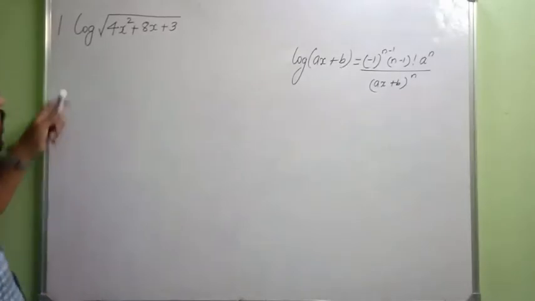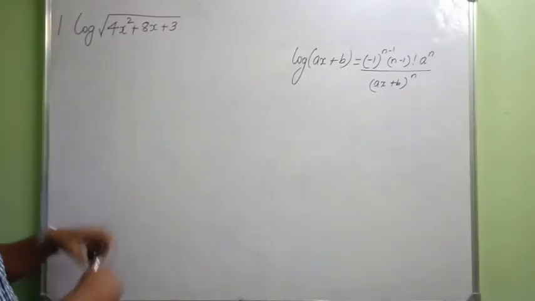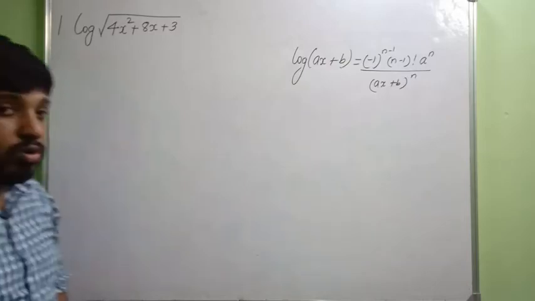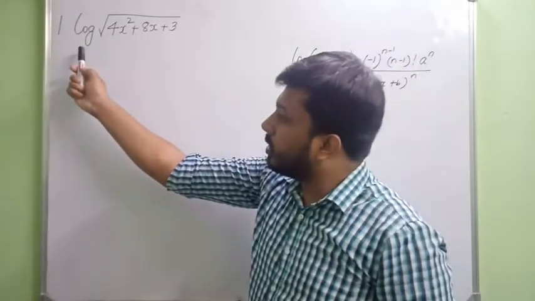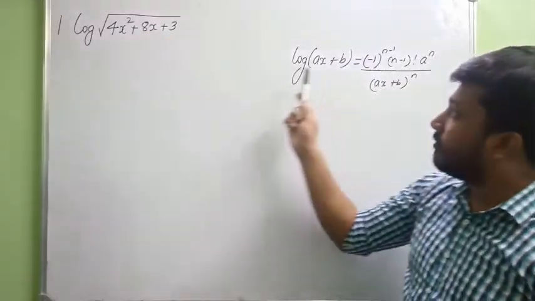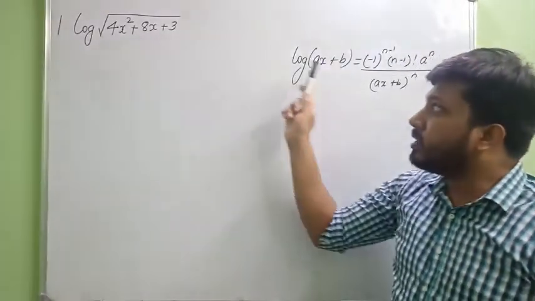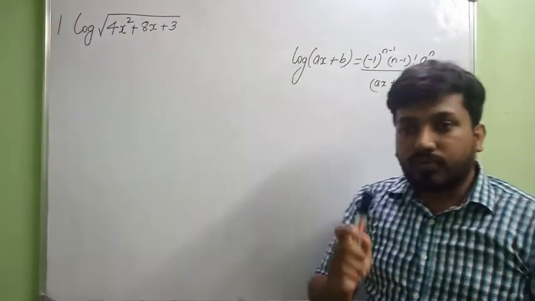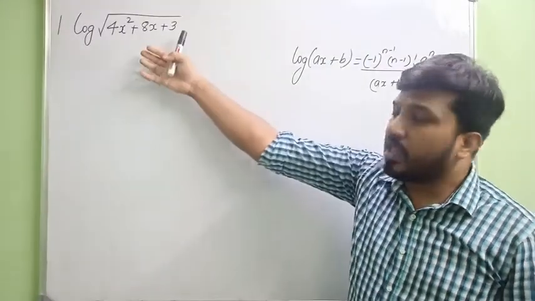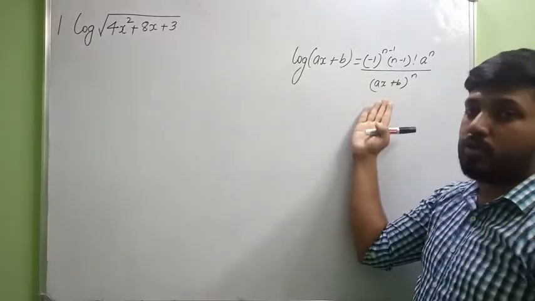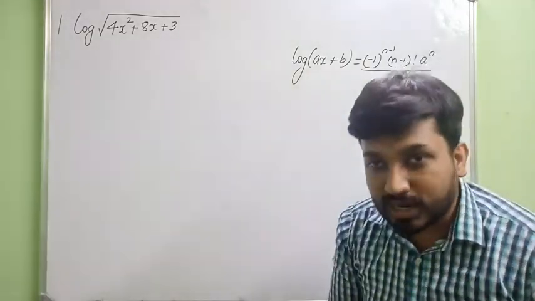Yes, the first problem we are going to see is log of root of 4x square plus 8x plus 3. So this is the function. Here we have a log function, but this function is not in the form of log of ax plus b, isn't it? So our first work is to reduce this, make this function as simple as possible and bring it into this form so that we can apply the formula for the nth derivative. I hope you are understanding.